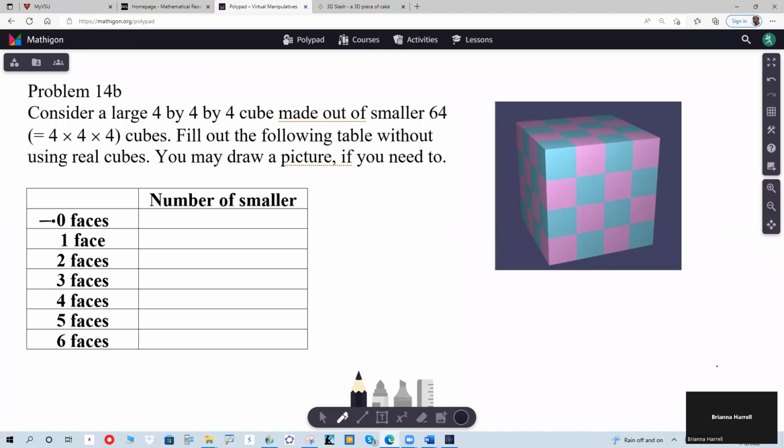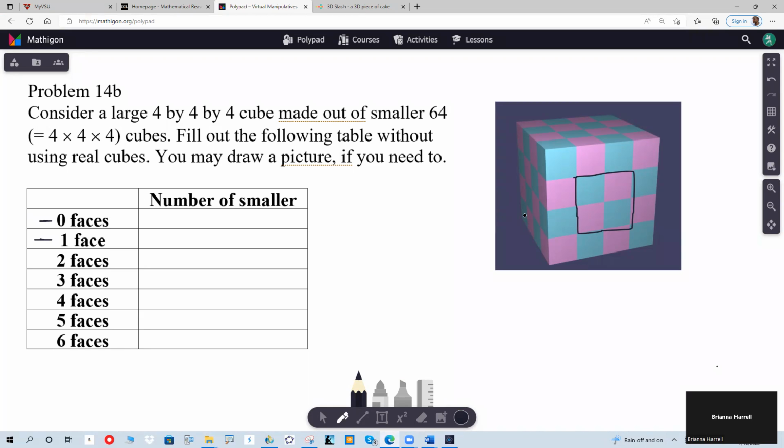So how many cubes are showing one face? Well, there are going to be 4 per face, these little cubes. The question really says I have a large block made out of 4x4x4 cubes. That means I have 64 cubes altogether, and that's exactly what I have in my picture. Find the following without using real cubes. Of course you can use real cubes, but most of you won't have them floating around.